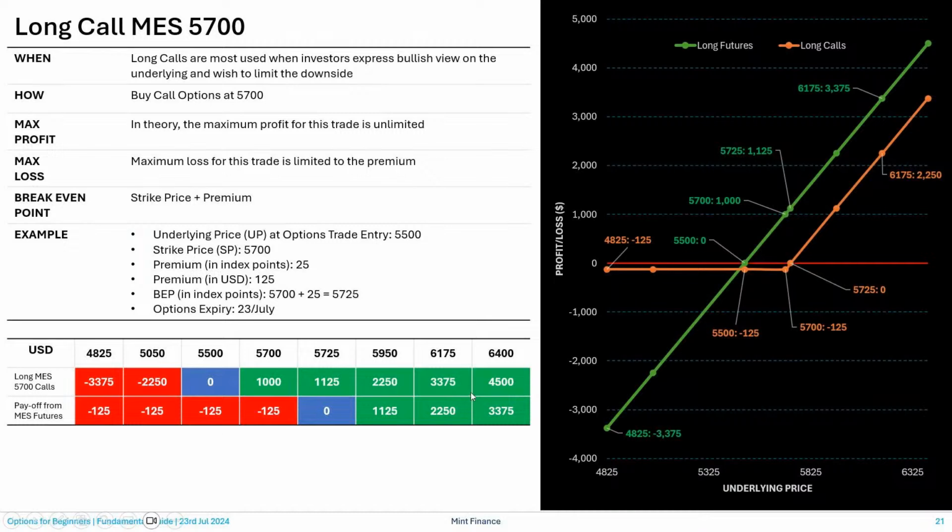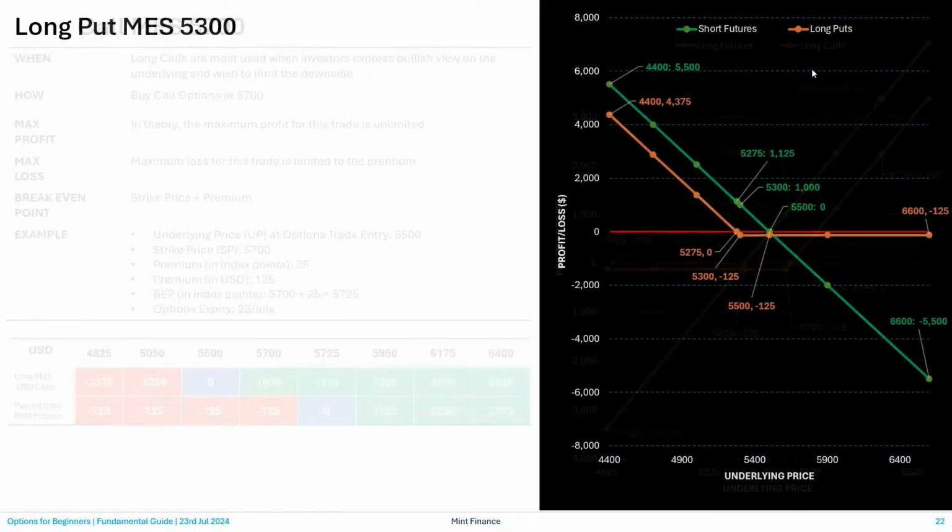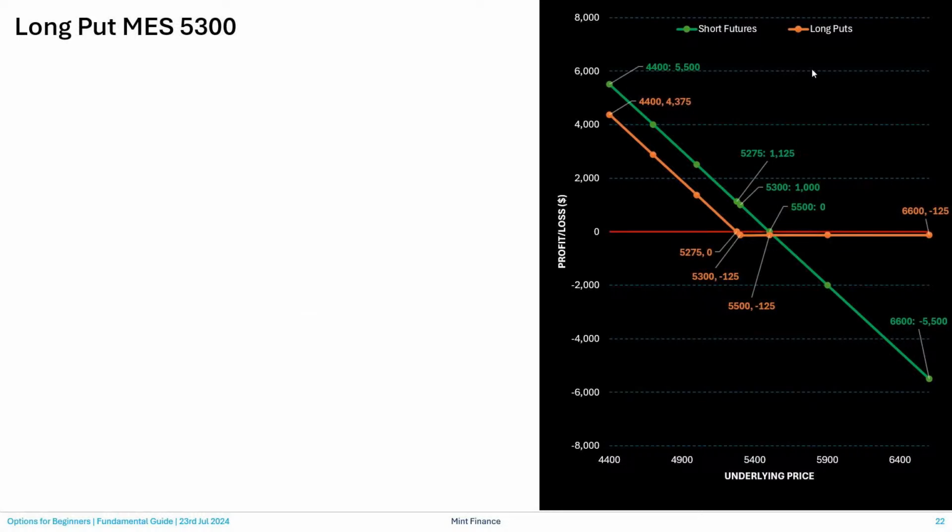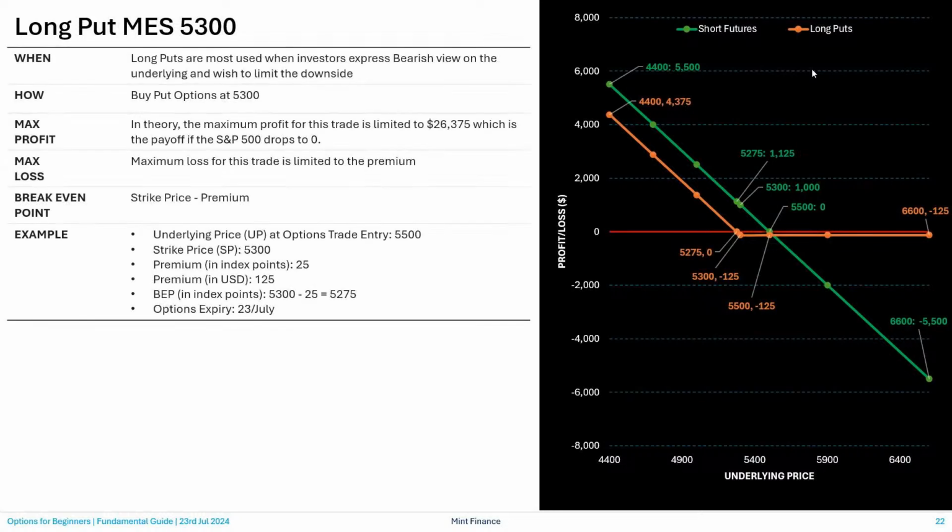So that's essentially what you'll observe here: the difference in the payoff for futures and call option in this case. While the profit in case prices rise is somewhat limited, the losses are where the long call position is kind of shining, right? Similarly, we can move on to a long put, right?